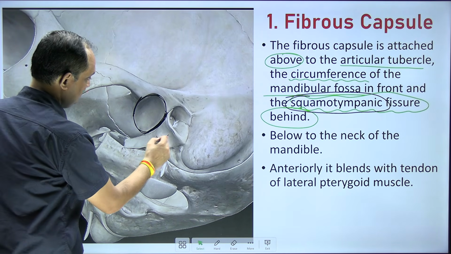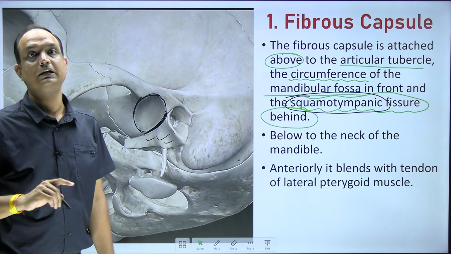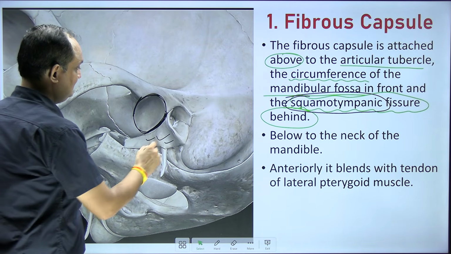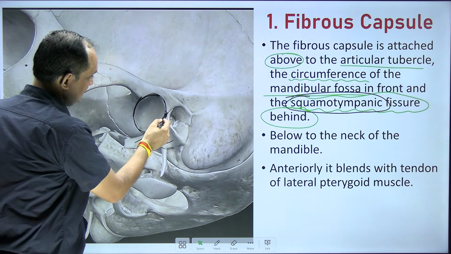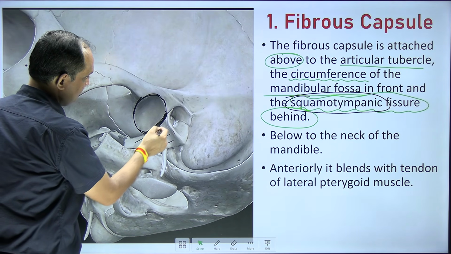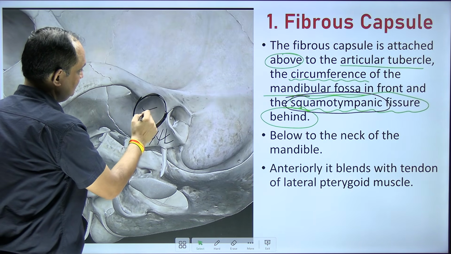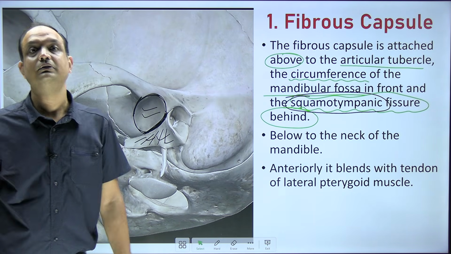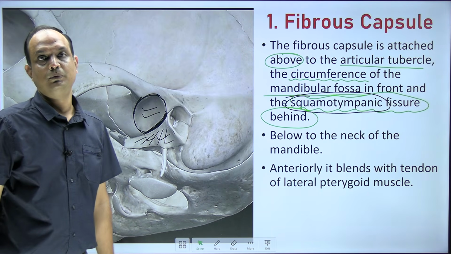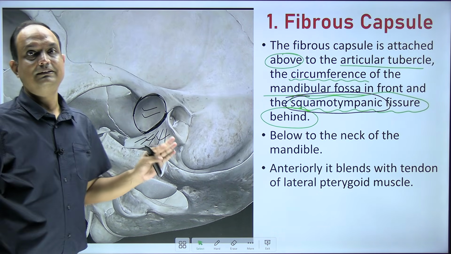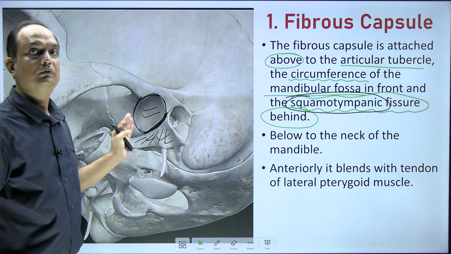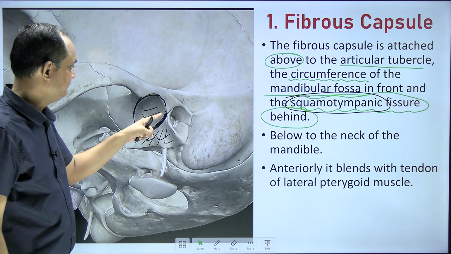So this part is not included in the capsule of the TM joint, and that's why it is known as the non-articular surface. And the posterior attachment of the capsule approaches this fissure, and that's why this area is the articular surface of the temporomandibular joint. So when you see the mandibular fossa, this fossa is divided into the articular and non-articular part by this fissure.